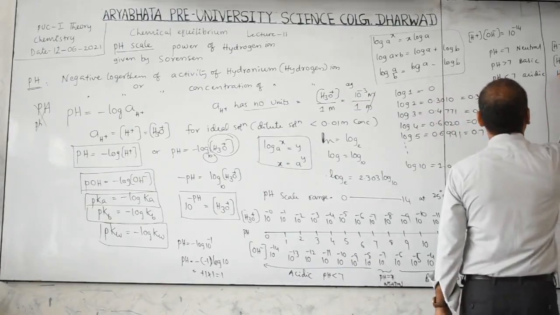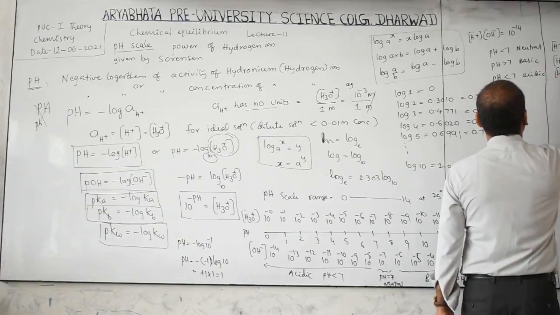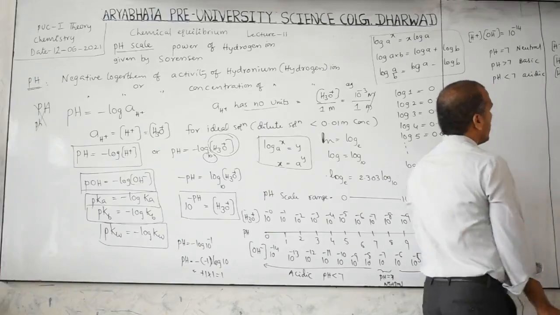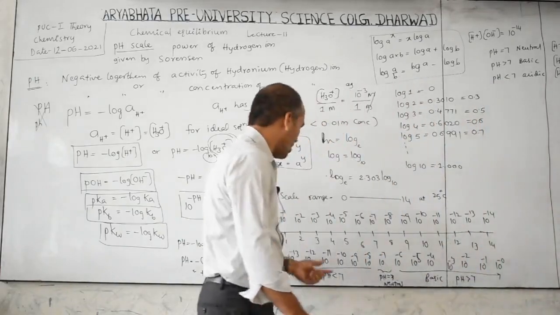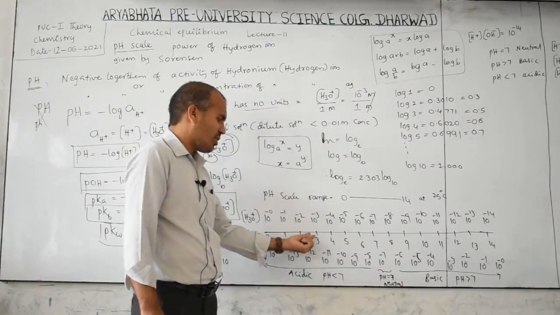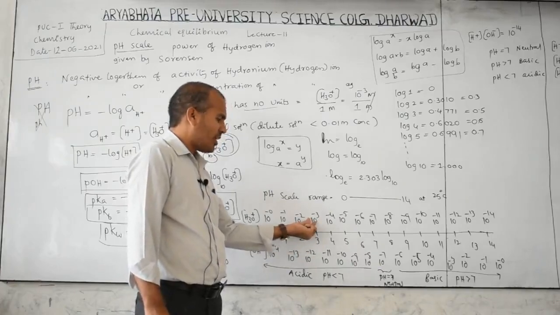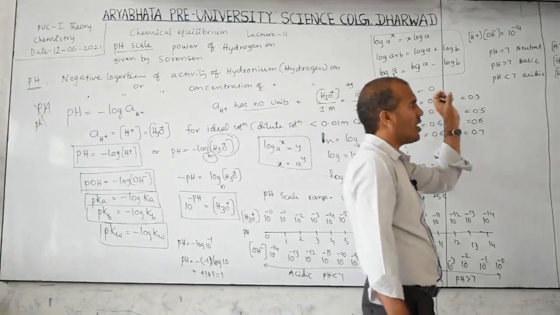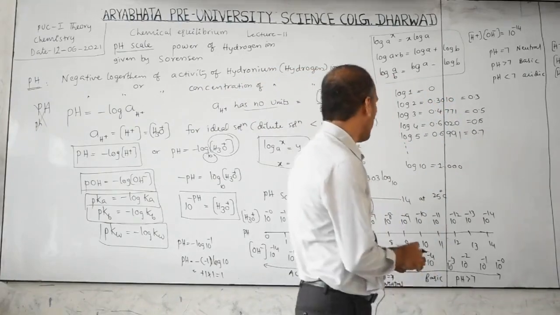Now here the H plus ion concentration is greater than the OH minus ion concentration. So in this case also you can observe. Now take anything below 7, for example consider 3: 10 power minus 3 is a higher value, 10 power minus 11 is a lower value. So this range we have to remember, very important.